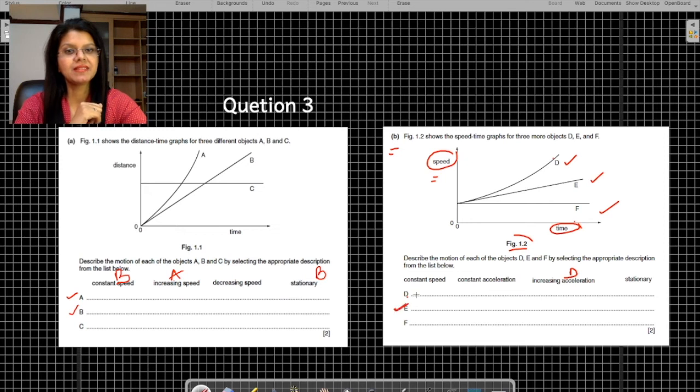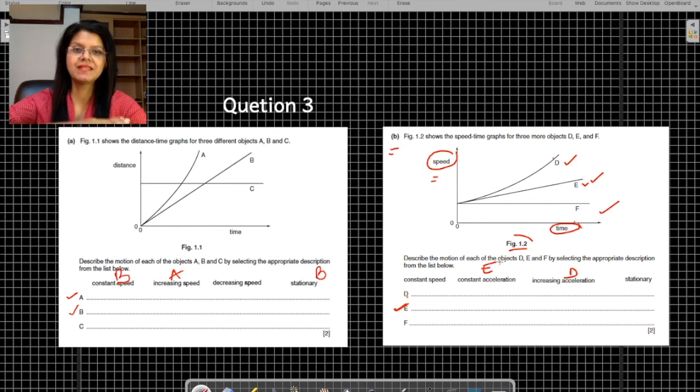And if we talk about the object E, it is a straight line, it is not a curve. Straight line means constant acceleration, and a flat line means zero acceleration or constant speed. So these are your answers. F means constant speed or zero acceleration, because zero acceleration option is not given here. The most appropriate that we see here is constant speed, which is same as zero acceleration. So these are your answers.